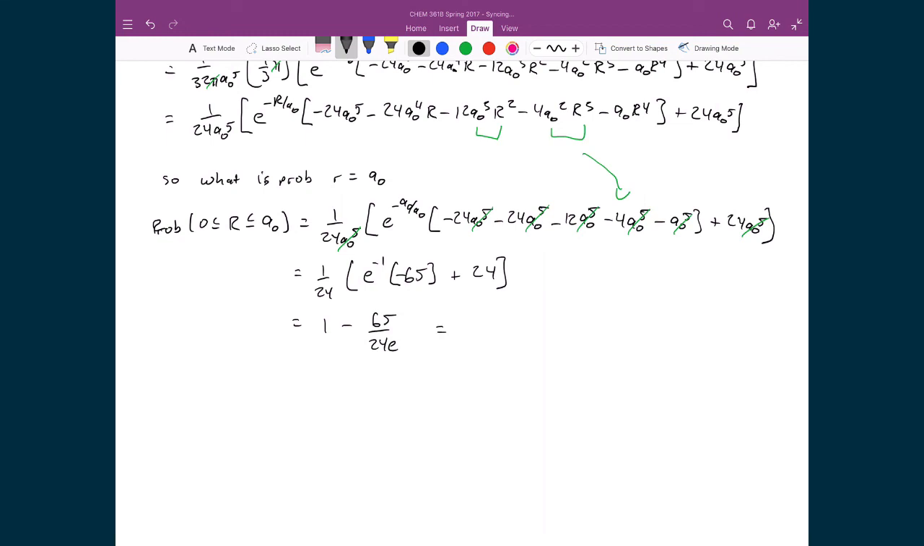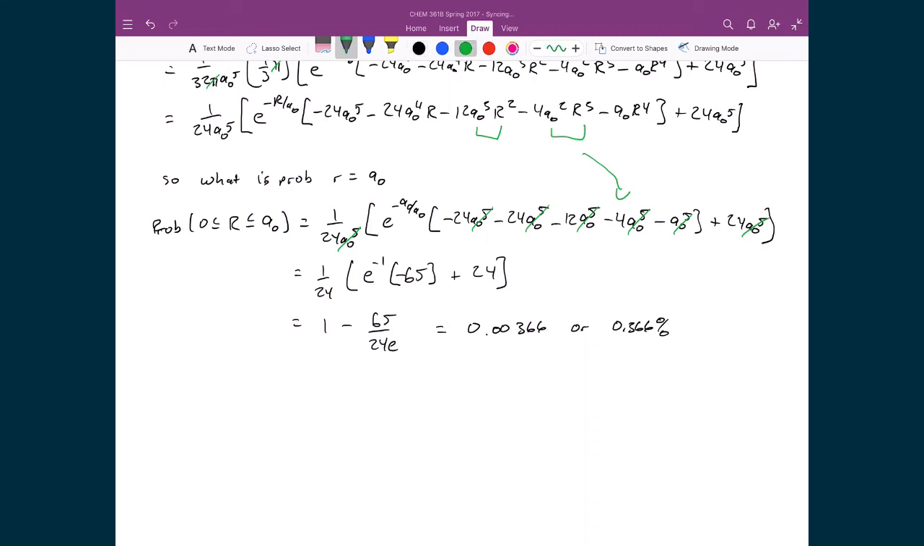And if I were to write that into decimal form, what I would get is 0.00366. Or I would have a 0.366% chance of finding the electron within one Bohr radius of the nucleus if it's in a 2pz orbital.